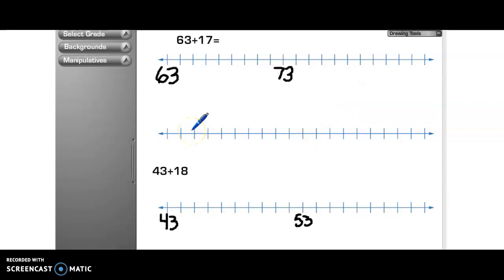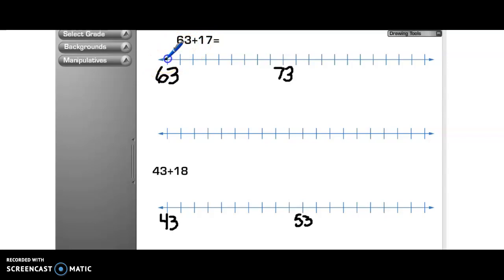Let's show this again. Here's another example. I'm going to add 10 first, just because in my head I find that easiest, but if you find something else to be better for you, then you need to use what you think is fit. So I have 63 plus 17.